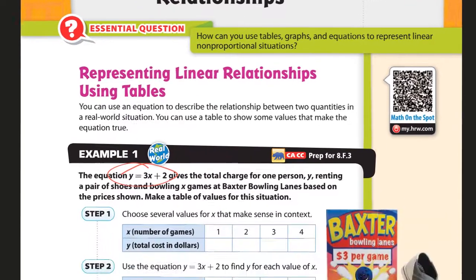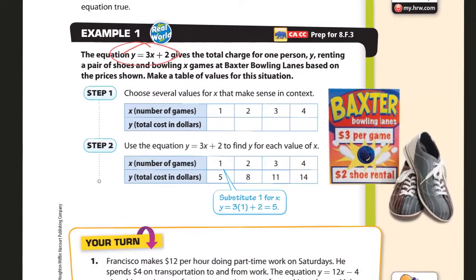Our first equation comes from example 1. It says here, this equation, which I already circled, gives the total charge for one person, y, renting a pair of shoes at a bowling x games at Baxter Bowling Lanes. Here's their ad: it's $3 per game, $2 for the shoe rental. We're going to make a table of the values for the situation.